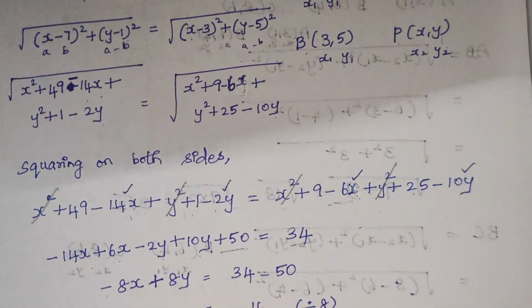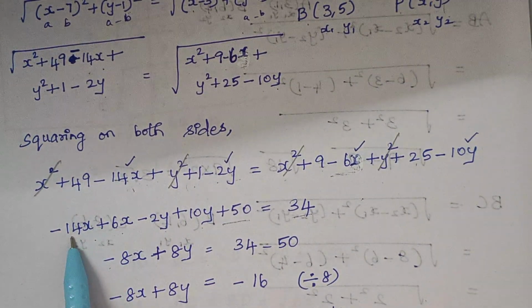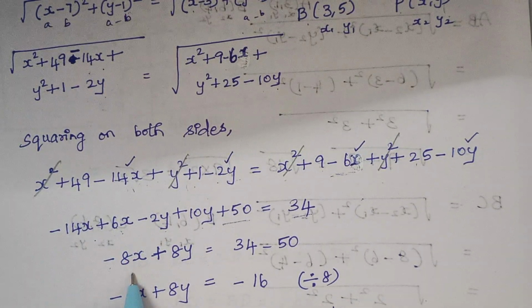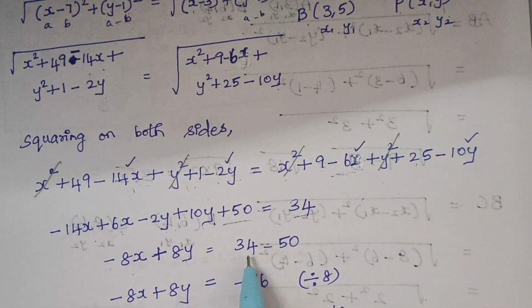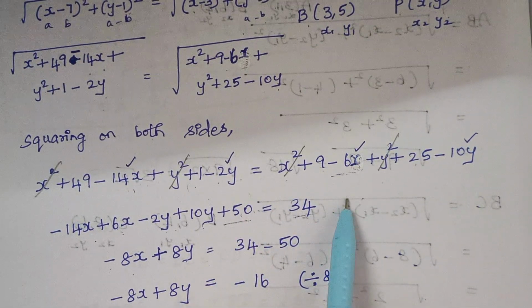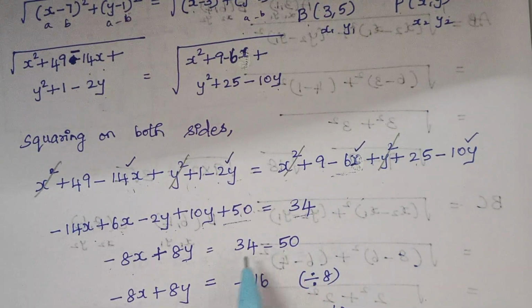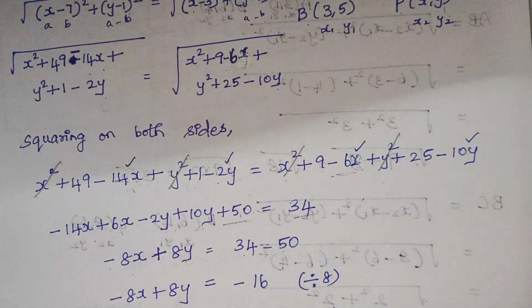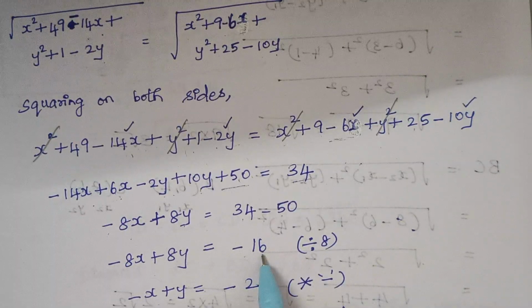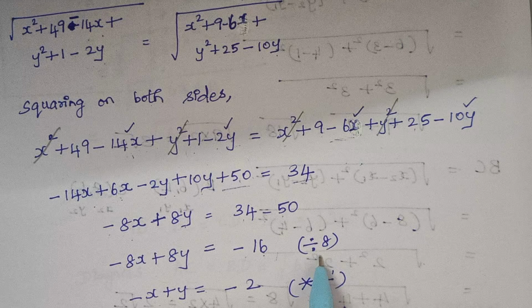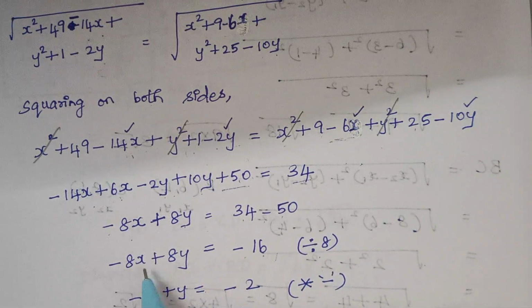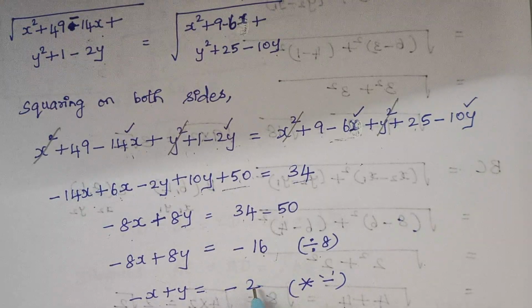Right. Now again I am simplifying. Minus 14x plus 6x gives minus 8x, and minus 2y plus 10y gives plus 8y. So here is equal to, I am moving this plus 50 to the right hand side. Therefore this becomes minus. So 34 minus 50, and here the answer is minus 16. You see this entire equation can be divided by 8. So once you divide this by 8, I get the answer as minus x plus y equal to minus 2.